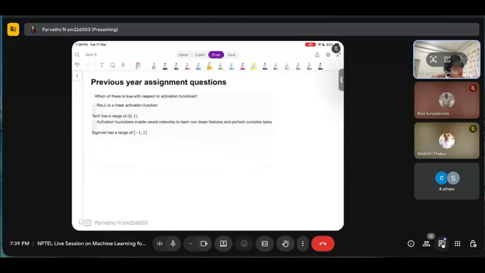So which of this is true with respect to activation function? ReLU is a linear activation function. tanh has a range of 0, 1. Activation functions enable neural network to learn nonlinear features and perform complex tasks. Sigmoid has a range of -1, 1.